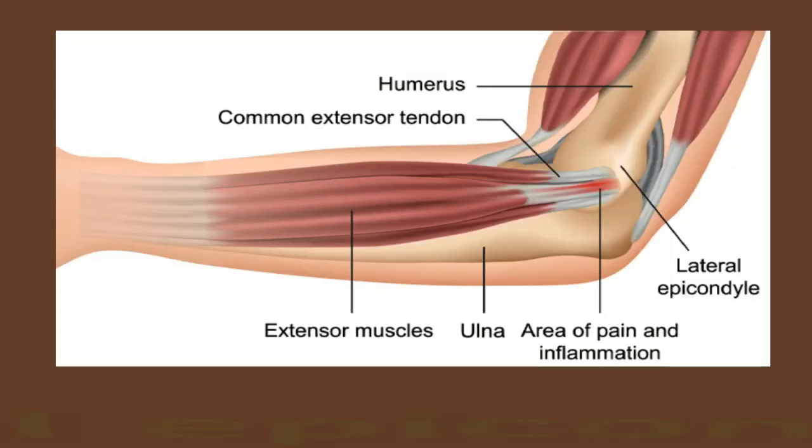Lateral epicondylitis. Lateral epicondylitis, or tennis elbow, is an overuse injury that leads to microscopic tears in the tendons on the outer edge of the elbow.